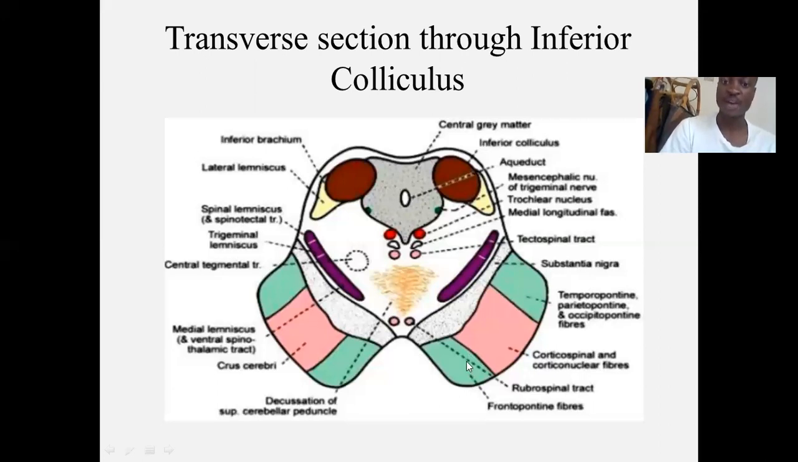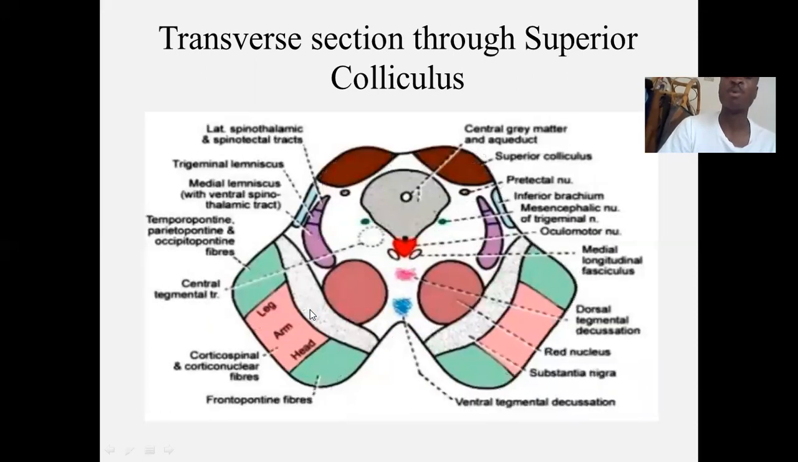Then this is your crus cerebri, right? Notice you're going to have the frontal pontine fibers occupying the medial 1/5. Then the middle 3/5, they have corticospinal and corticonuclear fibers. Then the lateral 1/5, there's temporal pontine, parietal pontine, and occipital pontine. And the corticospinal fibers in this region, they're going to be arranged in a homunculus in this way, with the head region actually being more medial, the arm region being in the middle, then the leg being the most lateral, right?